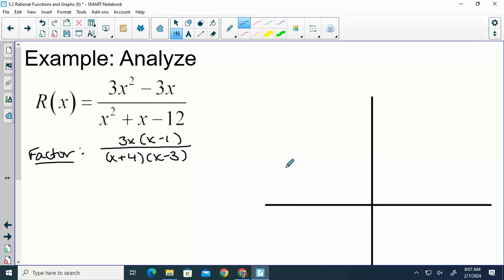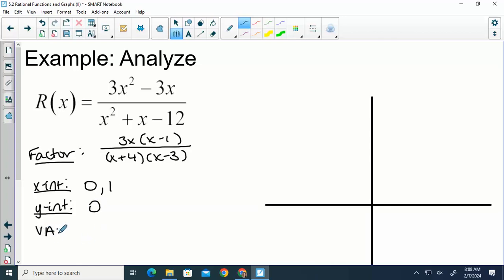All right. So then x-intercepts. Where do you look for your x-intercepts? Numerator. What makes 3x equal 0? 0. And what makes x minus 1 equal 0? 1. Y-intercept. How do we find that? Set it equal to 0. Put all the x's equal 0. So if you put 0 in for all of your x's, you get 0 over negative 12, which is 0.